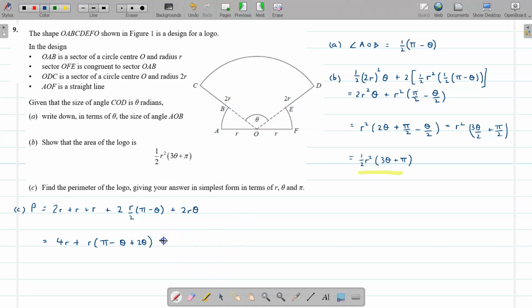Which is 4r plus r times pi plus theta. And I can take the 4 into the bracket as well to give me a tidier expression, which is r times 4 plus pi plus theta. And that's how it's presented in the mark scheme.